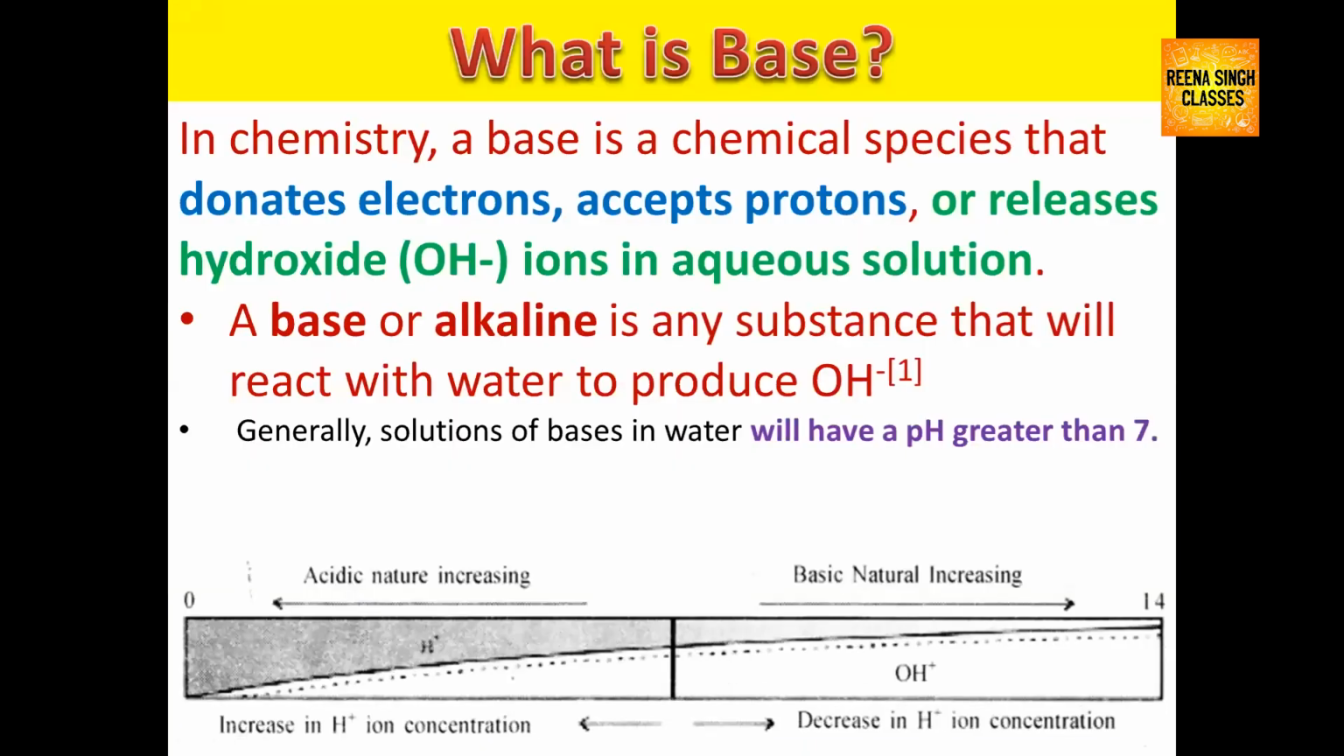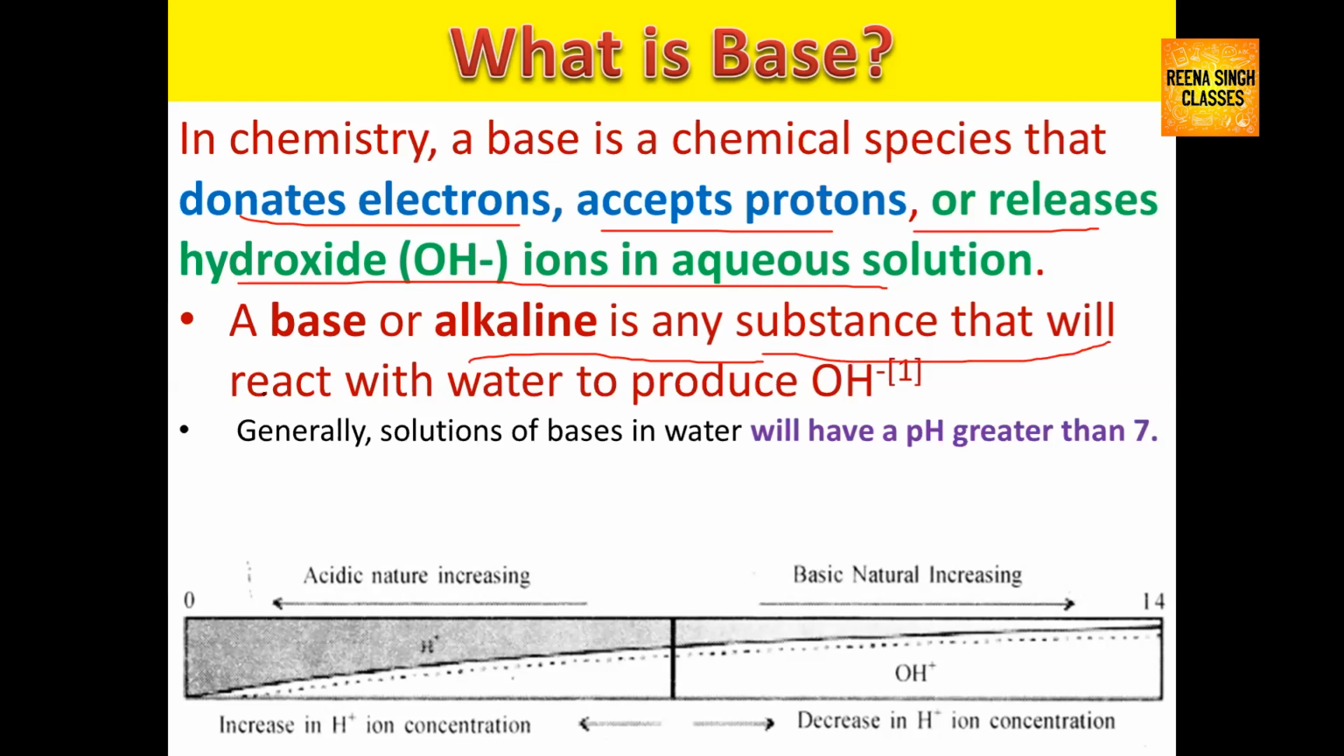What is a base? A base is a chemical species that donates electrons, accepts protons, or releases hydroxide ions in aqueous solution. A base or alkaline is any substance that will react with water to produce hydroxide ions. Generally, a solution of a base in water will have a pH greater than 7.